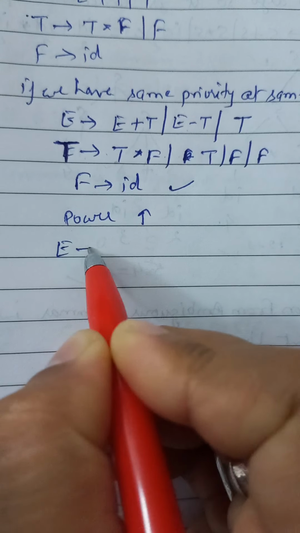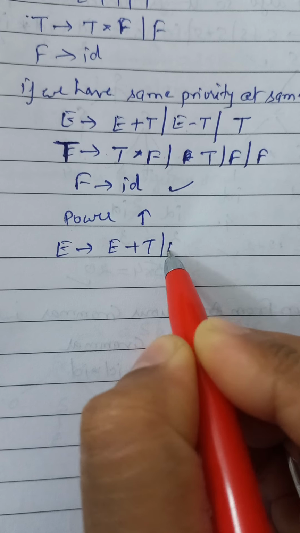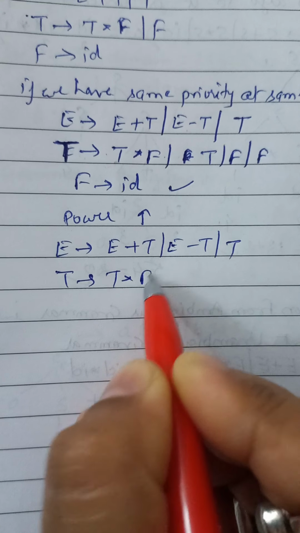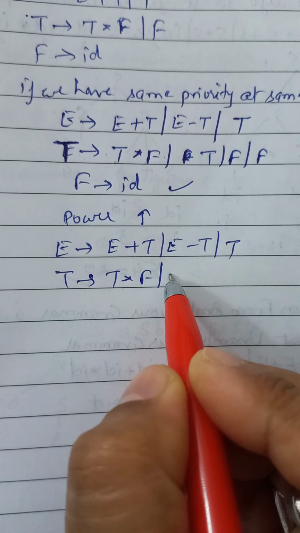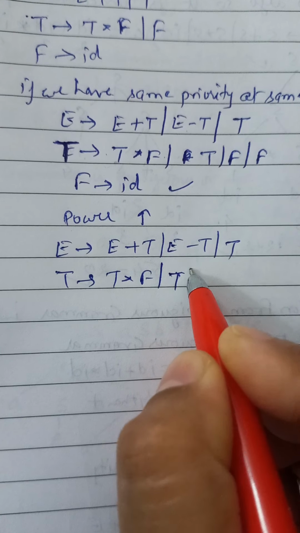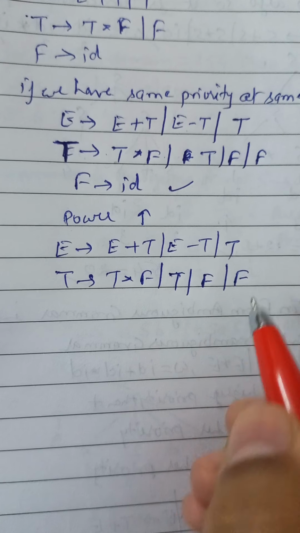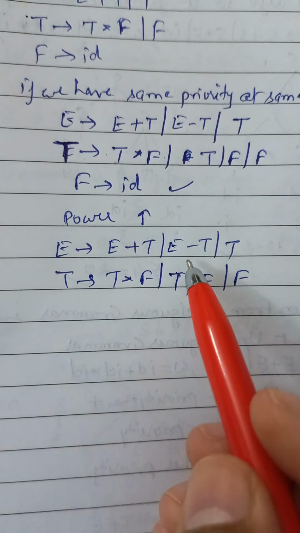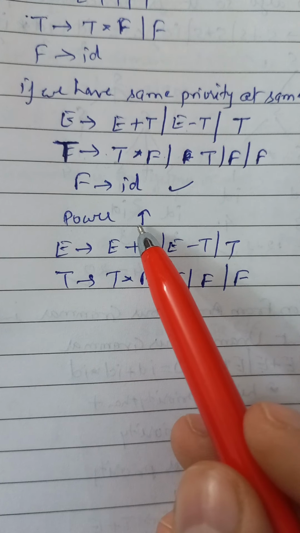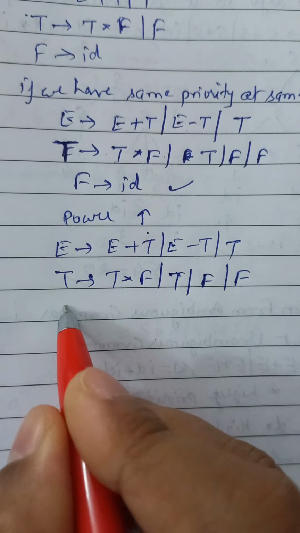Start with the same, left to right, E plus T, E minus T, T star F, T oblique F, T divide F, and F. Now we have power. We are heading from lower to higher. Power has higher precedence or higher priority, so after that it will come. So how are we going to write it?